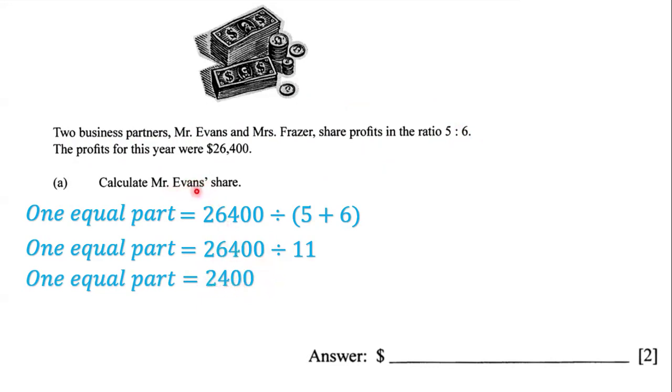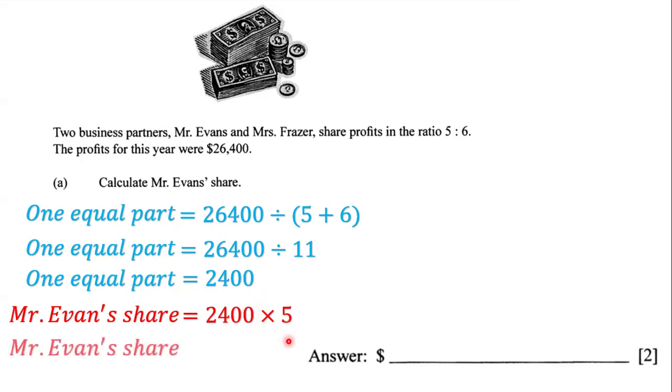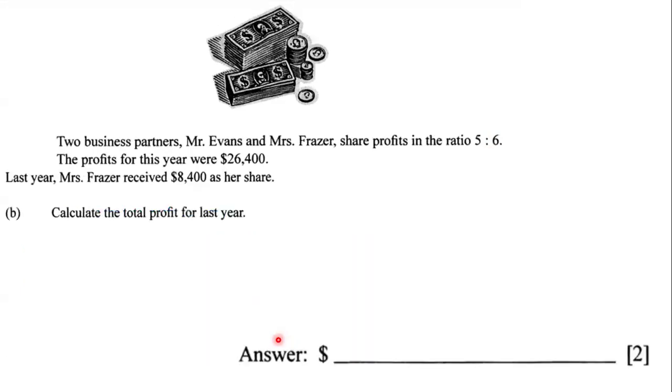But Mr. Evans' share accounts for 5 equal parts. And so since we know that one equal part is 2,400, in order to figure out Mr. Evans' share, which is 5 equal parts, we're going to say 2,400 multiplied by 5, which is going to be 12,000. And so Mr. Evans' share is 12,000. How do we get that? We multiplied one equal part, which is 2,400, by 5 to give us $12,000. And that's Mr. Evans' share.